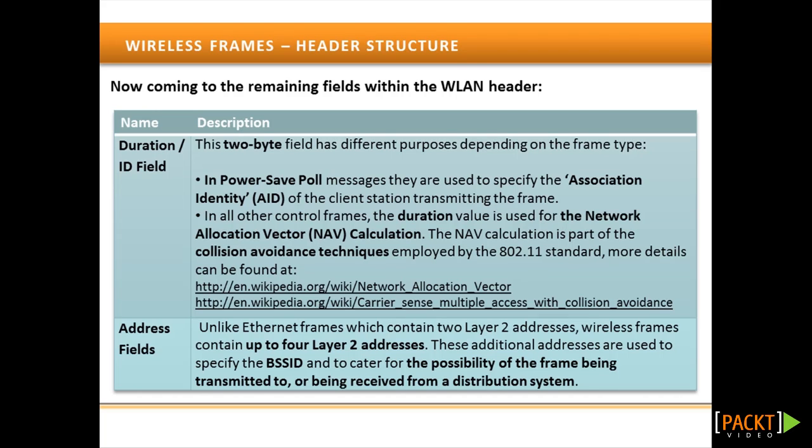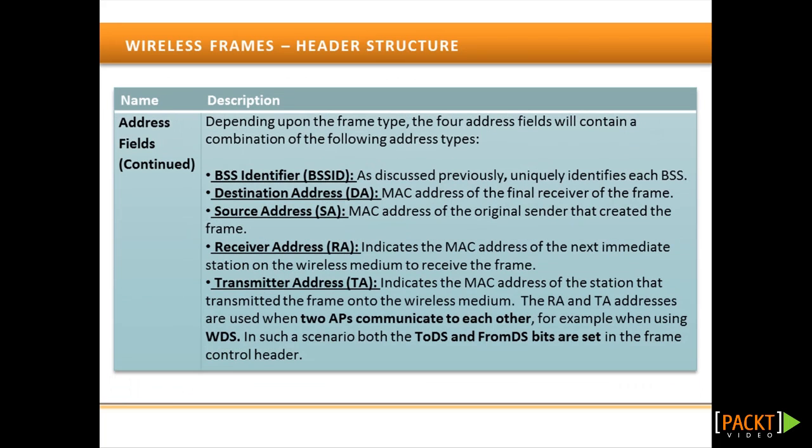Unlike Ethernet frames which contain only 2 layer 2 addresses, wireless frames contain up to 4 layer 2 addresses. These additional addresses are used to specify the BSS ID, and to cater for the possibility of the frame being transmitted to, or being received from a distribution system. Control and management frames utilize only 3 addresses because they can never be routed both to, and from the DS. Depending upon the frame type, the 4 address fields will contain a combination of the following address types: BSS identifier, or BSS ID. As discussed previously, the BSS ID uniquely identifies each BSS.